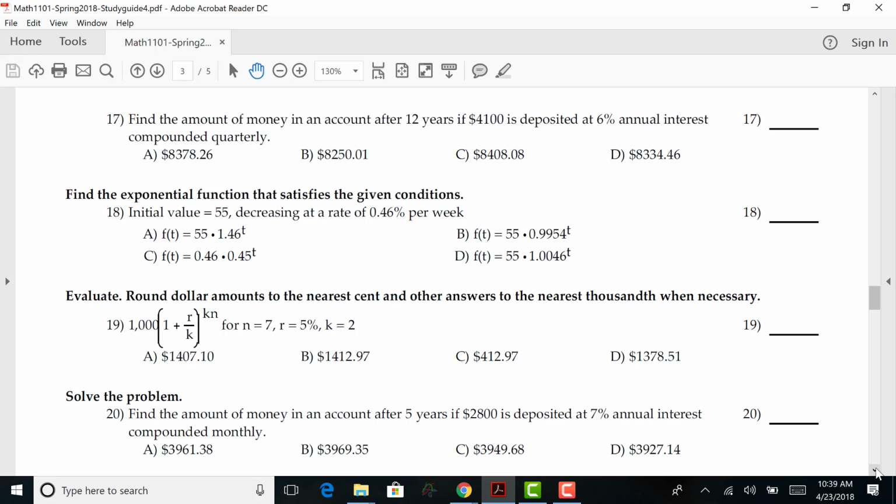That's not one of my answers, I don't see that answer. Okay, let me see. What did we change? Did you add 1.46? No, because it says it's decreasing.